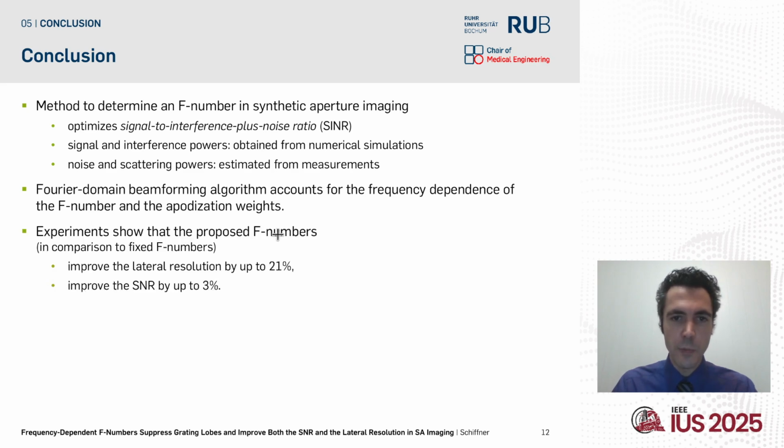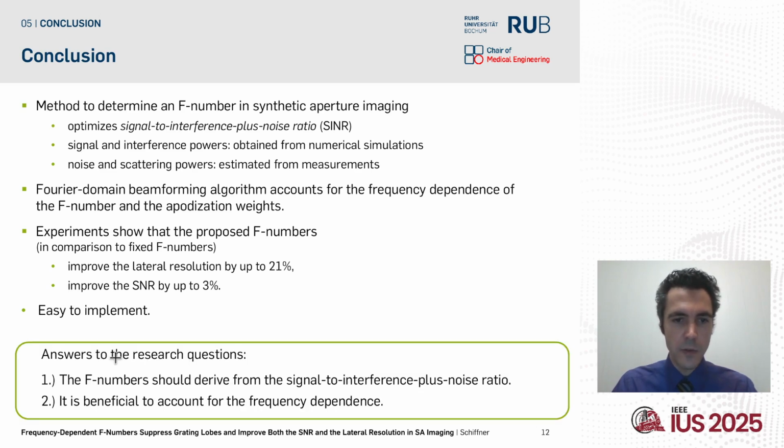Experiments show that the proposed F numbers, in comparison to fixed F numbers, improve the lateral resolution by up to 21% and improve the SNR by up to 3%. The proposed F number and the Fourier domain beamforming algorithm are easy to implement. So the answers to the research questions are: the F numbers should derive from the signal-to-interference plus noise ratio, and it is beneficial to account for the frequency dependence.